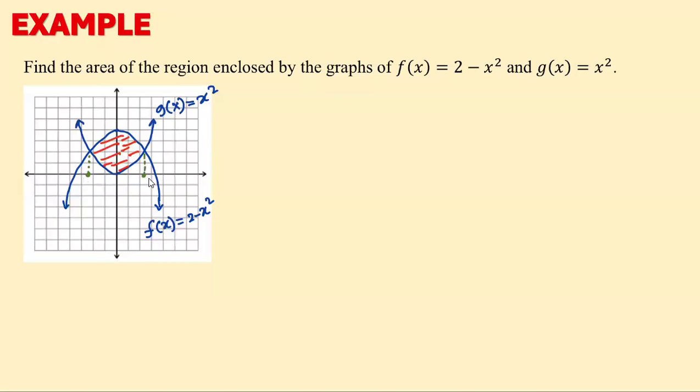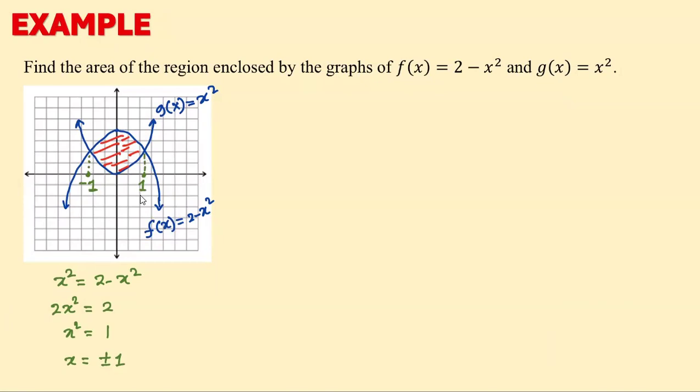In order to find the intersecting points, the x values, all you can do is equate these two functions. So if we equate x squared equal to 2 minus x squared, add x squared on both sides, you get 2x squared equal to 2. Divide both sides by 2, x squared equal to 1, and take the square root, x equal to plus or minus 1. So that means this is negative 1, and that is positive 1. So the lower boundary for the area is negative 1. Upper boundary for the area is positive 1.